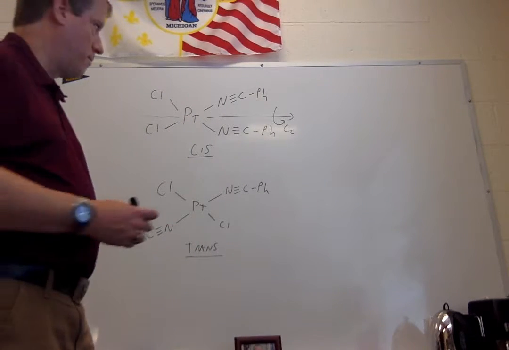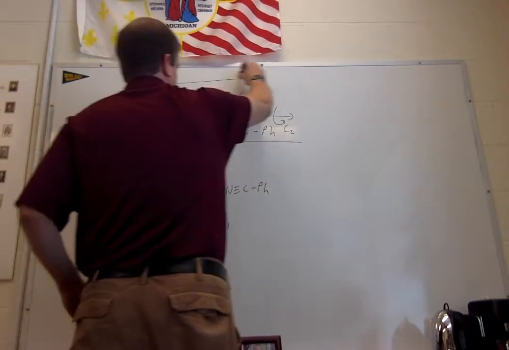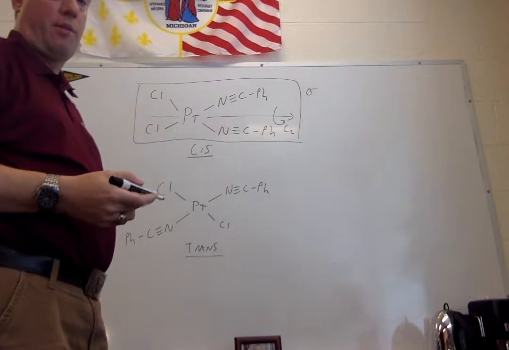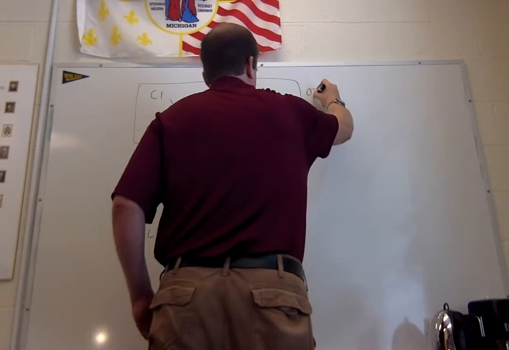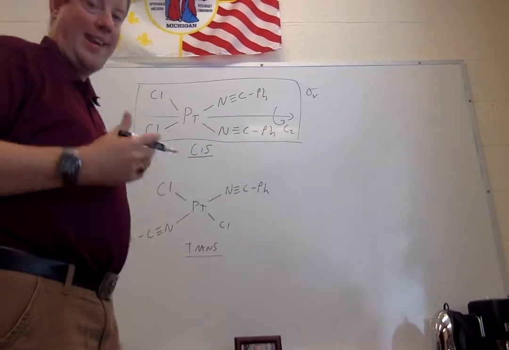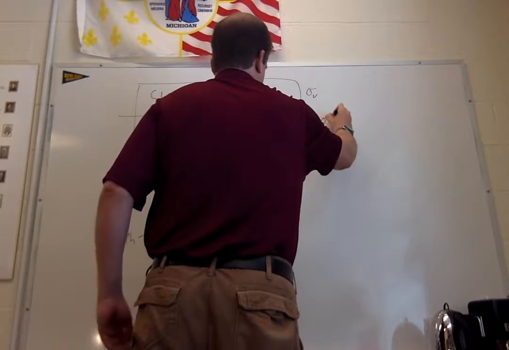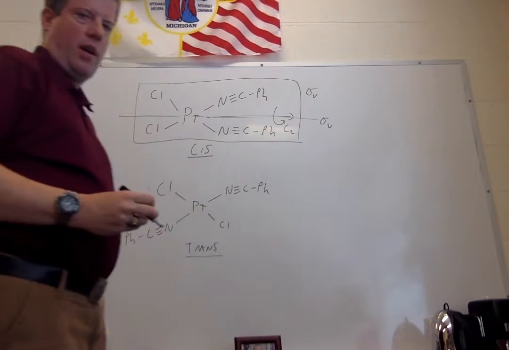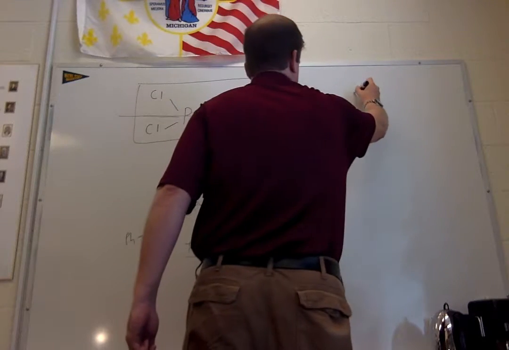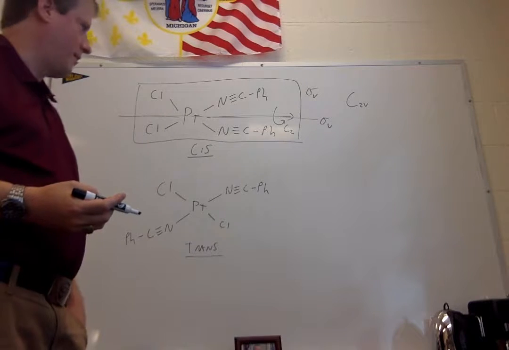That doesn't work. But we do actually have a plane of symmetry in the board, which contains that principal axis of rotation. Therefore, that's a sigma v. And then there's one coming in and out of the board, containing again that C2 axis. That's another sigma v. And if you take all that into consideration, the cis isomer is, there it is, C2v.